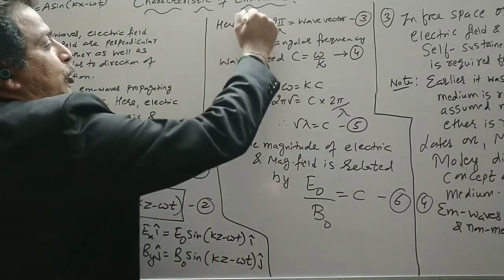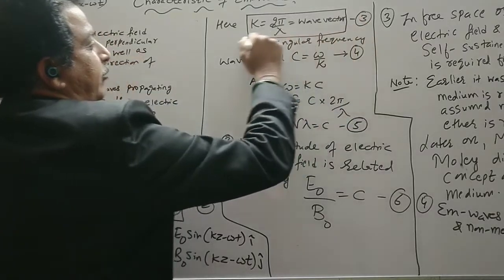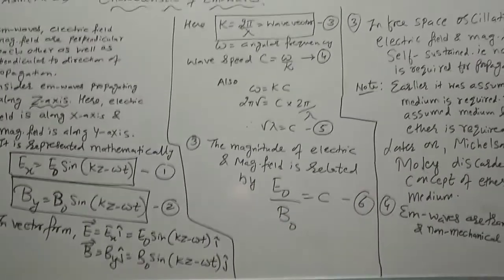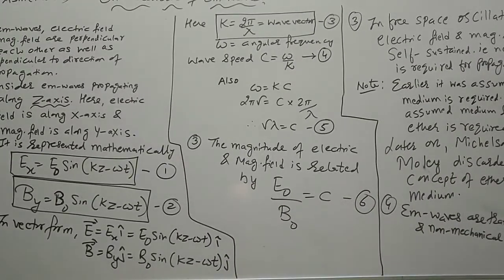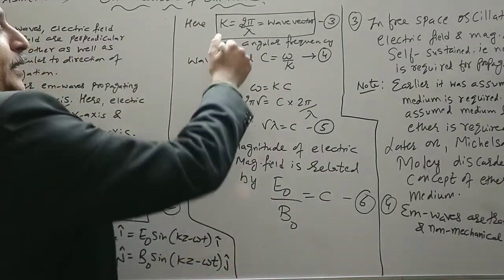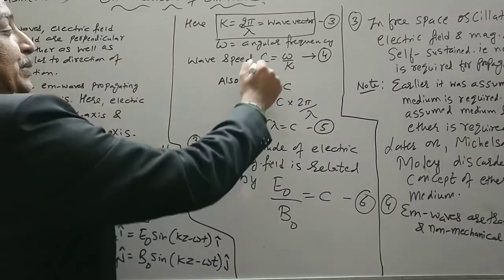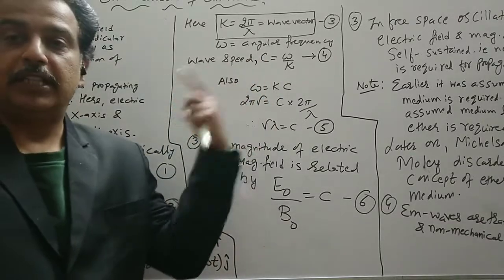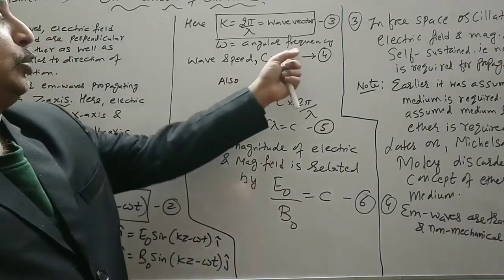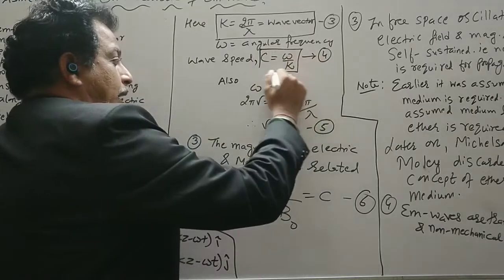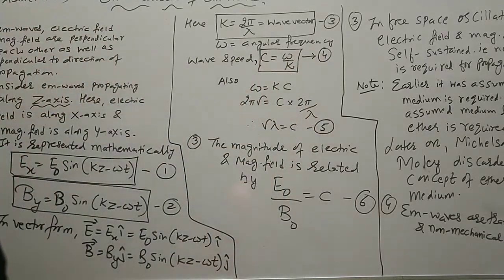Then we know that this k is named the wave vector. In 11th standard we learned the concept of waves. So k is known as the wave vector, where k is equal to 2 pi by lambda, lambda is the wavelength, and omega is the angular frequency. Now, wave speed: we know all the electromagnetic waves travel with the speed of light. So c is equal to omega by k. All these equations are required for solving the numericals.